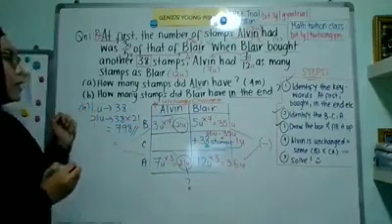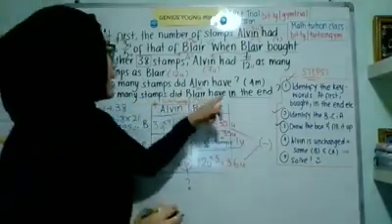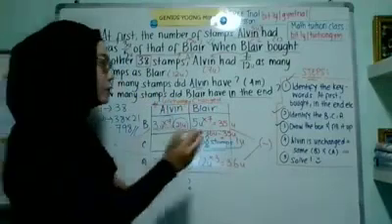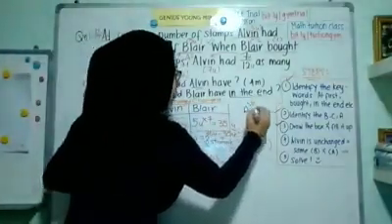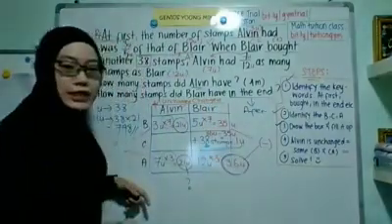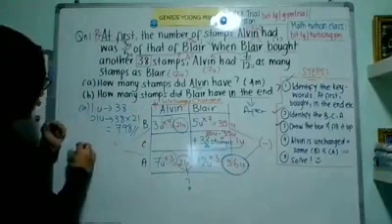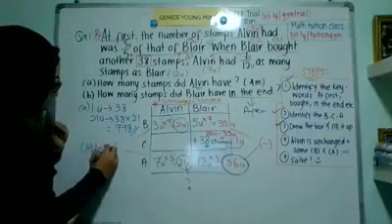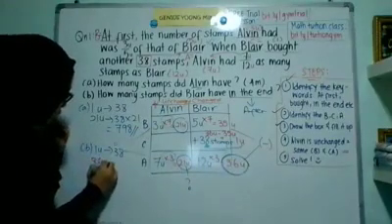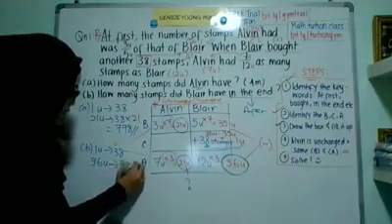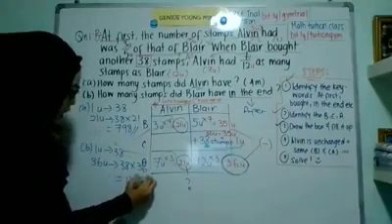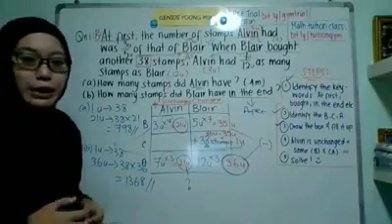Okay. Then for part B, how many stems did Blair have in the end? Now we look at Blair in the end. In the end means I want to know my after. So not 35, but I want to know how much is the 36 units. So for part B, 1 unit is 38. So we want to find 36 units. 36 units is 38 times 36 equals 1368. That's my answer for part B.